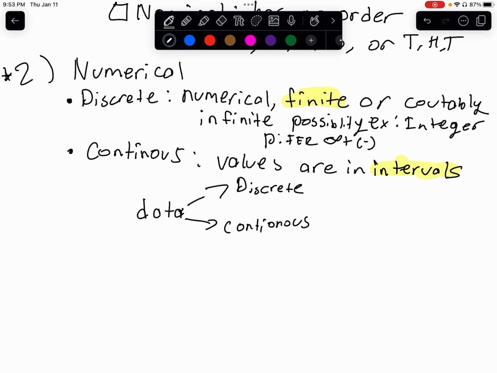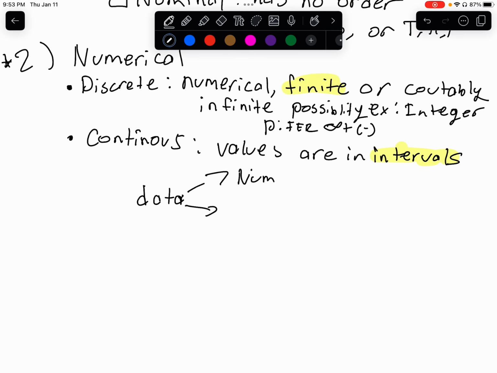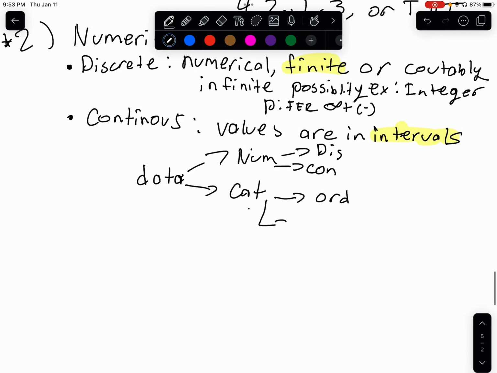So remember, I'm actually going to erase this. I'm going to make it a lot easier. So remember our two ones, numerical, categorical. So NUM and CAT. So categorical on the bottom, numerical on the top. Numerical, discrete and continuous, so DIS, CON as continuous, and categorical, we can do ordinal up here, or nominal down there. So that's how we can categorize them.